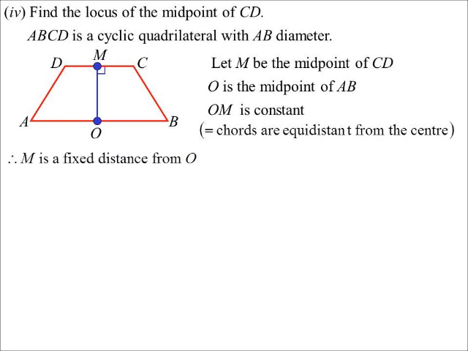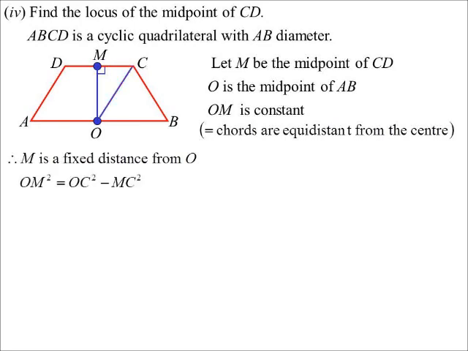What's the locus? Got to be a circle. If a point moves so that its distance from another point is always the same, it's a circle. Will it be the whole circle? M's a fixed distance from O.